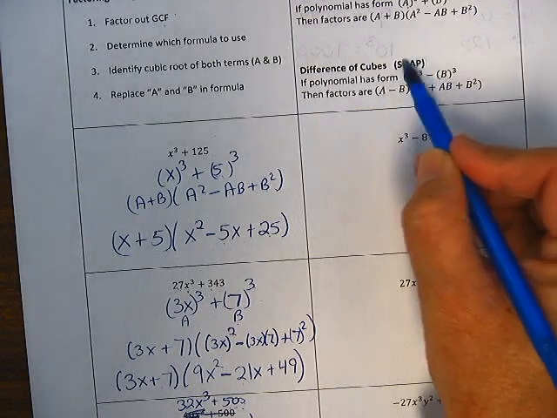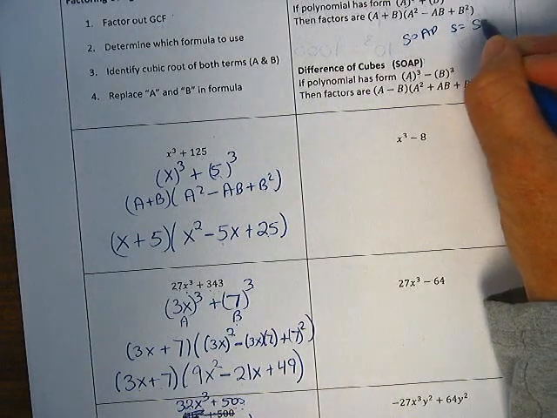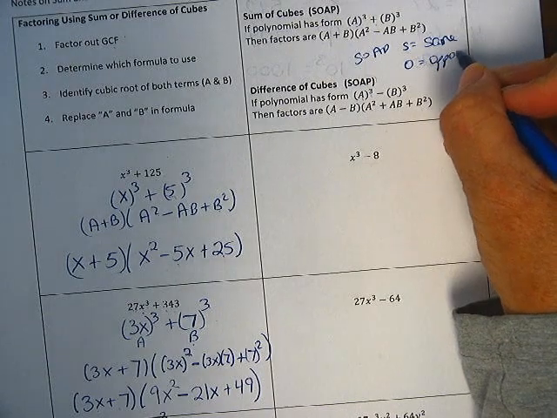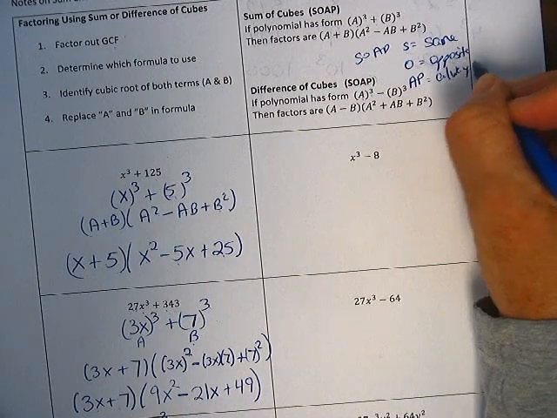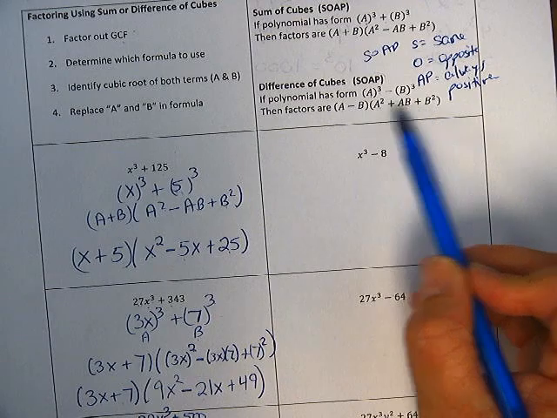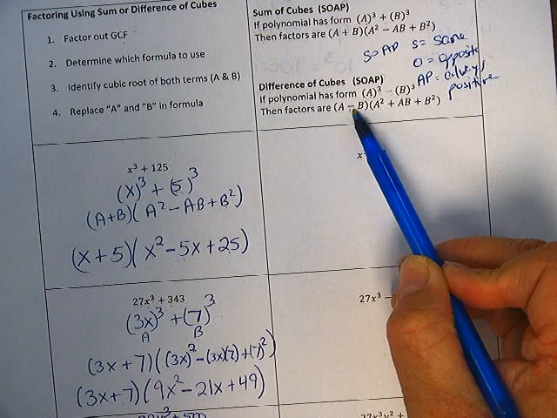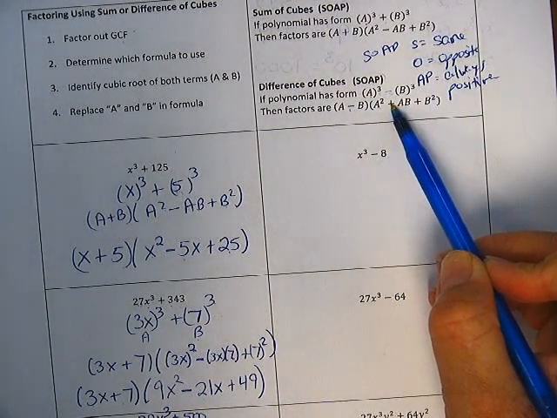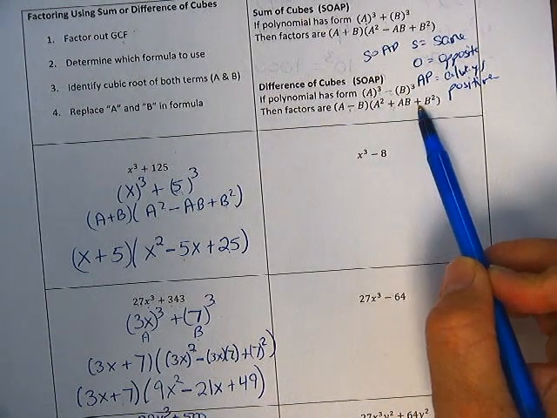And this is where SOAP comes from. SOAP stands for S equals same, O equals opposite, and AP equals always positive. So my factors will always have the same sign as our first expression. So this was a negative, this is a negative. Second one will always be the opposite sign. So if this is negative, this is going to be a positive. And the last sign is always positive. So same sign, opposite sign, always positive.